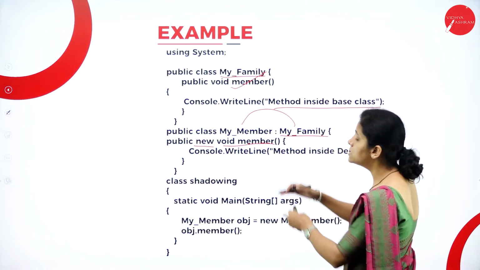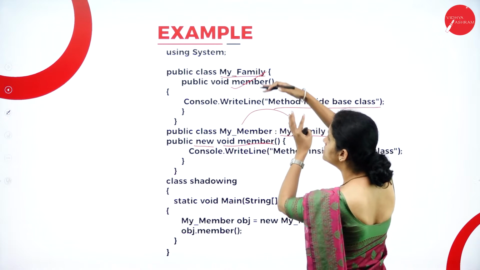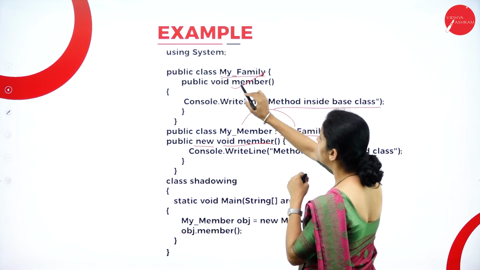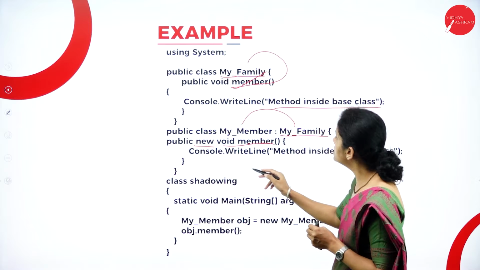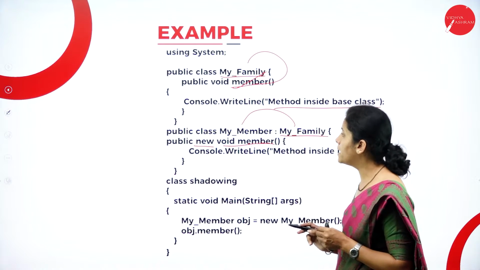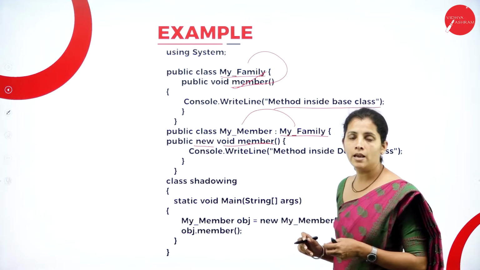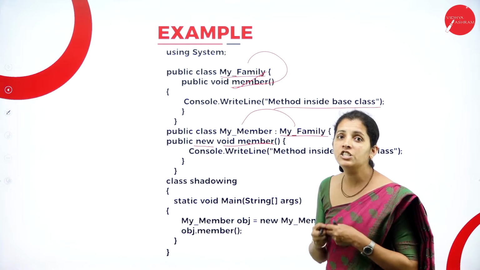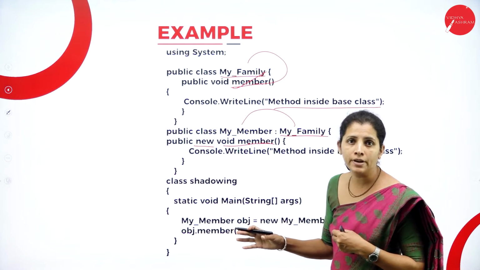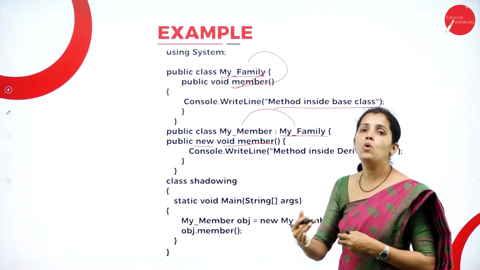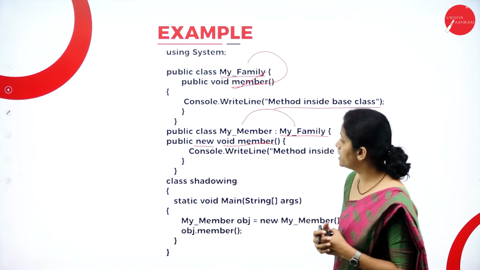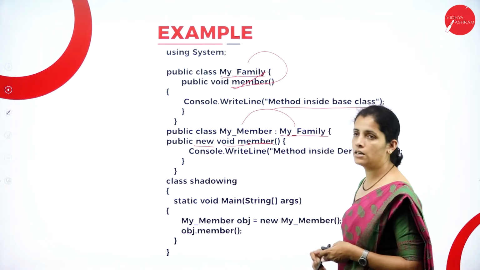That means this method is different from this method. So, this method is present in my base family, and this method is present in my member family. But the implementation is totally different because I'm going to have my own implementation by using the new keyword.